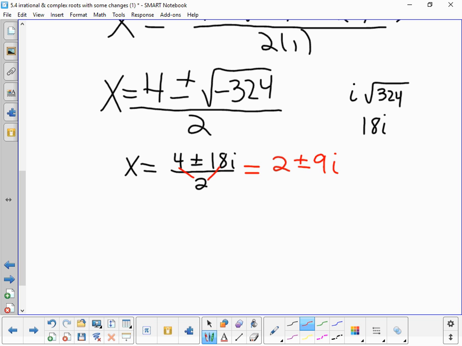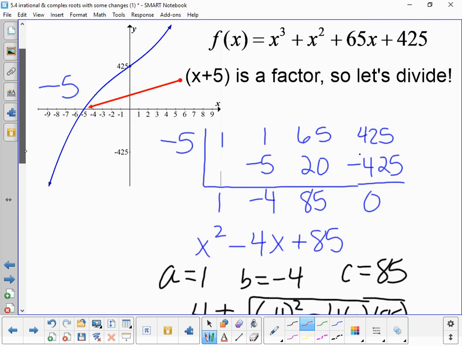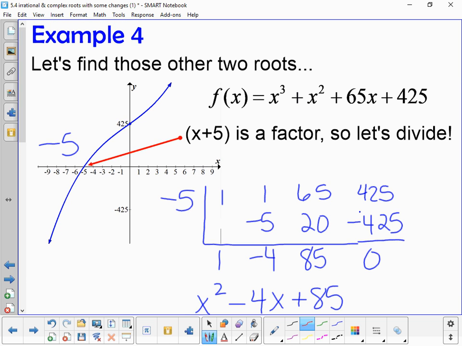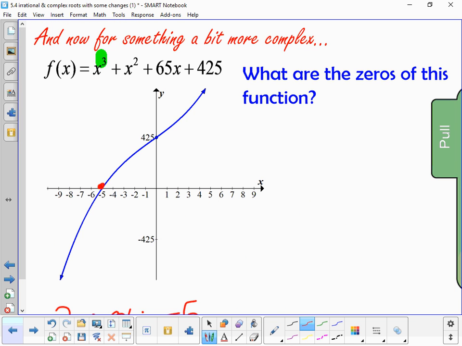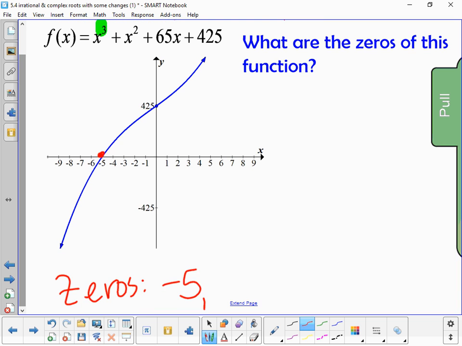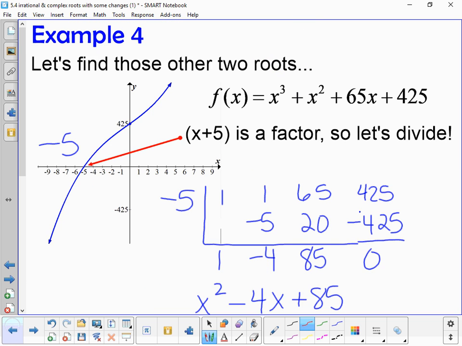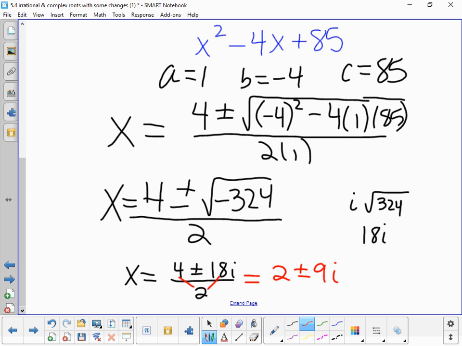Now, the original question here said, let's see, gotta go back. It said, what are the zeros of the function? Well, we identified that the first zero was -5. And then the other two are 2 plus 9i and 2 minus 9i. So we'll list all of those 3 zeros out. It was a cubic function. We were finding 3 zeros and we have found them.